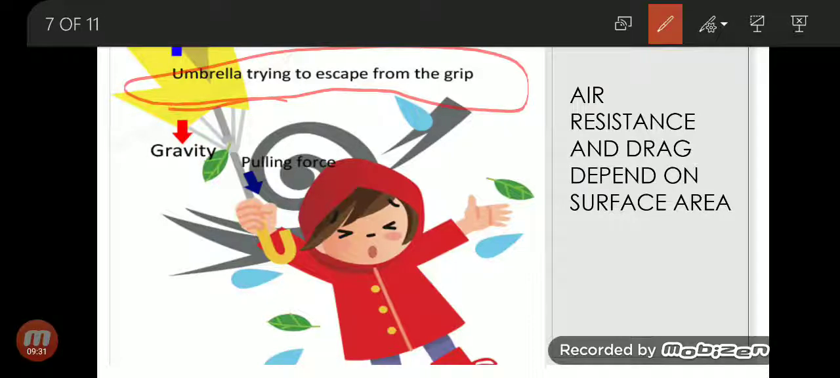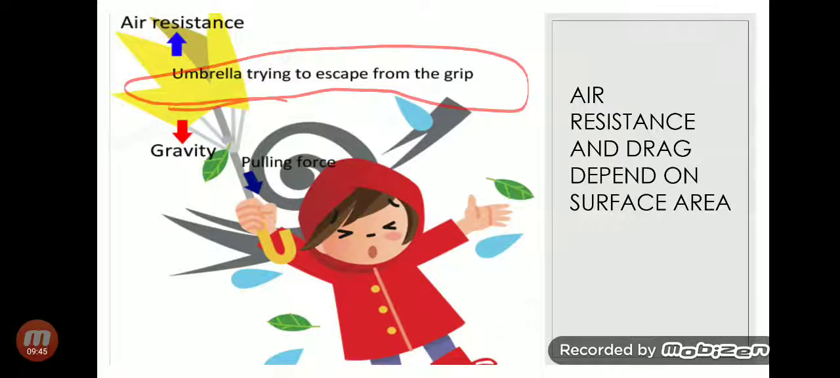Why? Because of the air resistance. Because there is a lot of air resistance, the air molecules or air is trying to get the umbrella out of your hand. So the umbrella is trying to escape from the grip because there is a lot of air resistance and gravity is applied in the opposite direction. So the first point is that air resistance depends on surface area. If there is more surface area, there is more air resistance or drag.